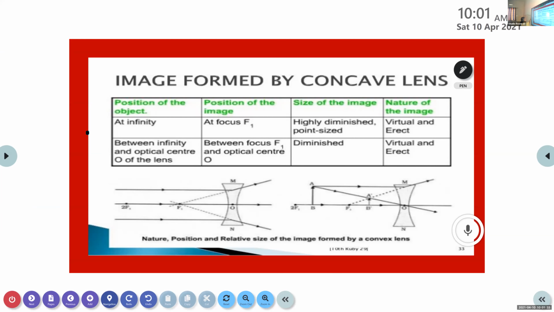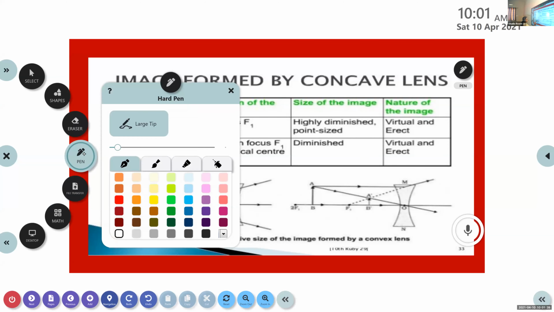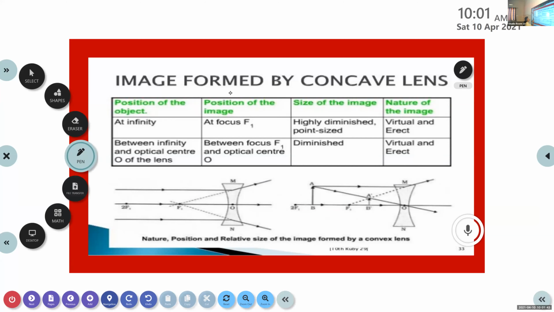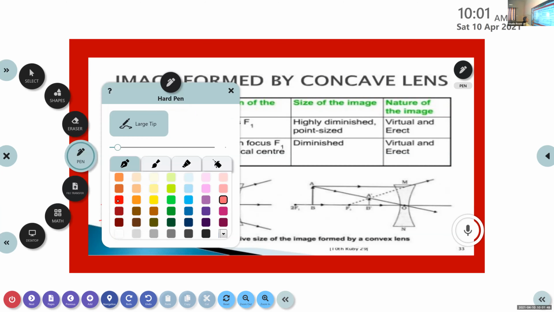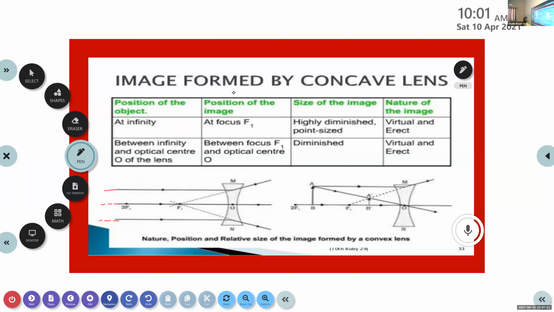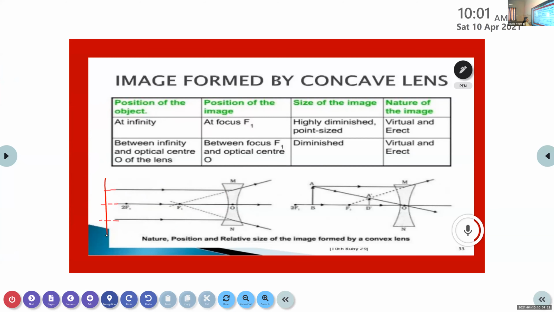In the first case, we are placing the object at infinity. Suppose you imagine we have the infinity lines here. If you place the object at infinity, that is here. This is our infinity line. And then we are placing the object here, AB.